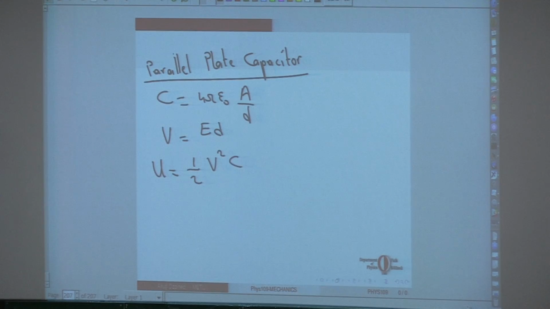Now, V squared times C. Yes, this is another expression for the energy stored. This is equal to 1 over 2 E squared times D squared times 4 pi epsilon 0 A over D. D just cancels. This is equal to 2 pi epsilon 0.